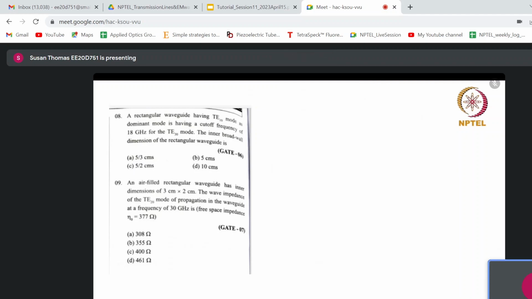Moving on to the next question. A rectangular waveguide having TE10 mode as the dominant mode is having a cutoff frequency of 18 gigahertz for the TE30 mode. So the cutoff frequency for the TE30 mode is 18 gigahertz.